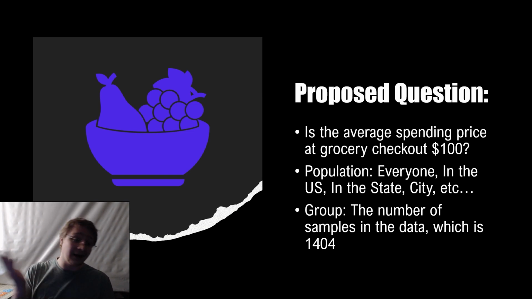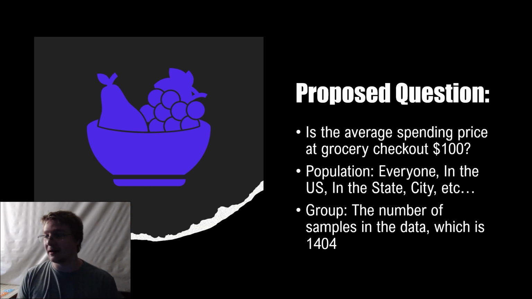In the sample, the number of samples in the data, we tested 1,404 people in our proposed made up experiment here, calculating the checkout prices when people finish shopping. Using coupons, no coupons, doesn't matter, as long as it's the price that they paid at checkout. So we tested 1,404 people, and that would be our group.